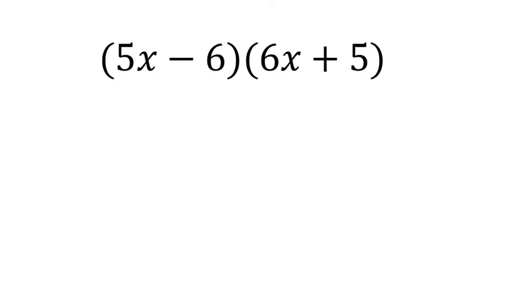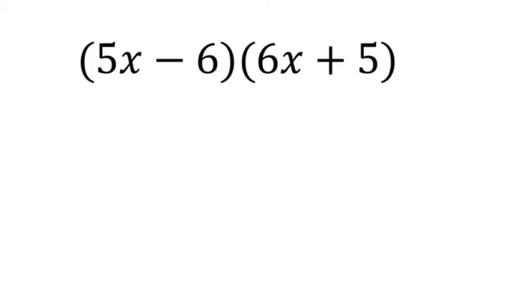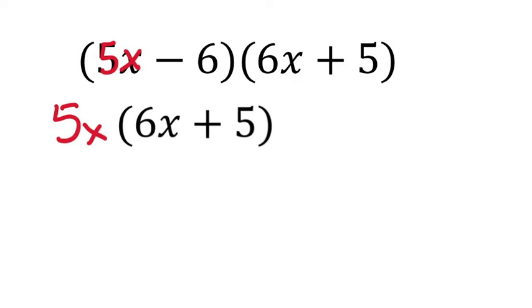Now this one's essentially going to work the same way. And you can try it however you want. I think I'm going to keep it that way. So I'm going to take that 5x. Here's my first term of the first binomial. And I'm just going to multiply it by the second set of parentheses, okay?